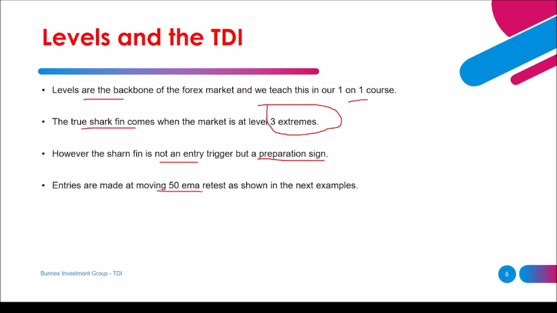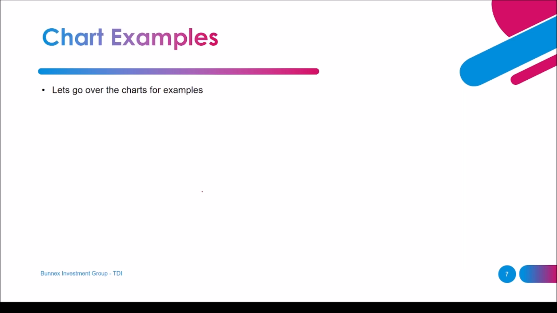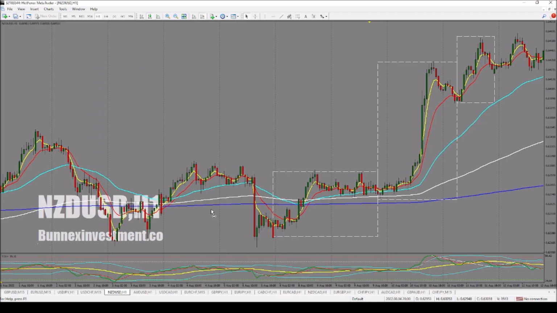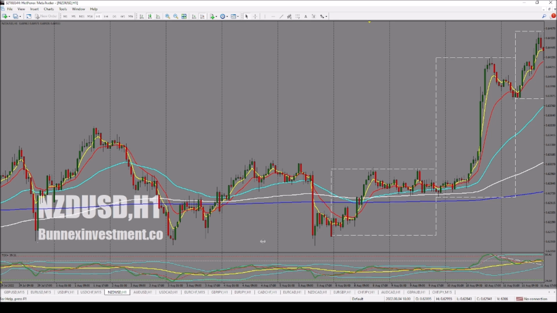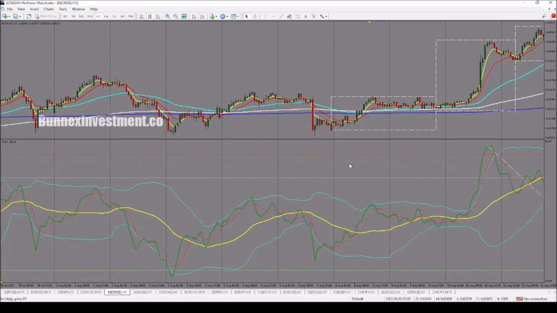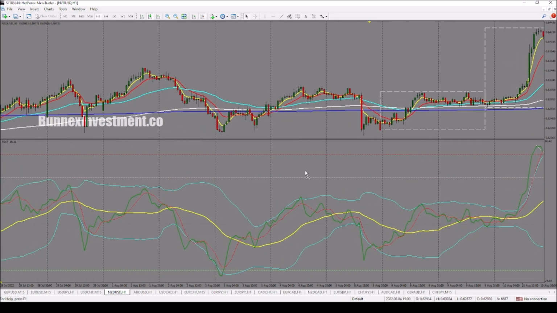So you now need to know how exactly you enter the market, and this is what we are now going to explain in these chart examples. So this is NZD against dollar, and the first thing that I'll need to do is to have a little bit of explanation on the TDI before we talk much about the other stuff.